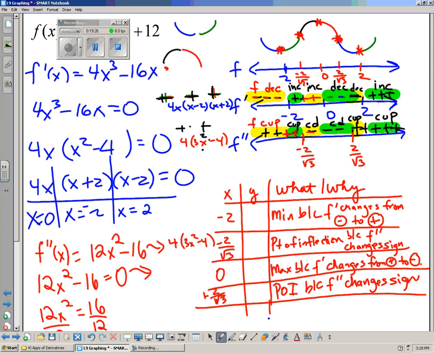And last but not least, we get to x equals 2. And 2 we can clearly see is a minimum from our little graph. It's a minimum because f prime, if we look at our number line, is changing from a negative to a positive.